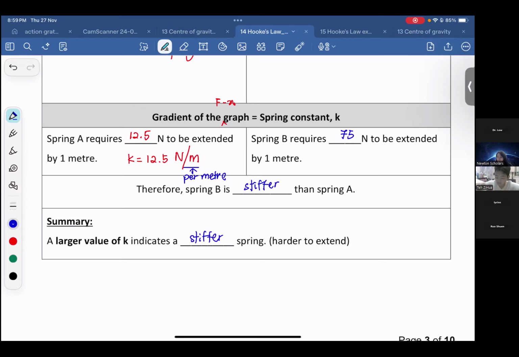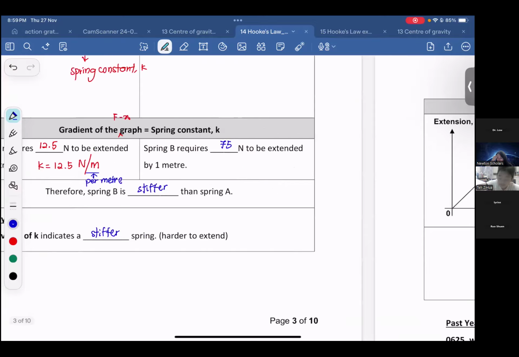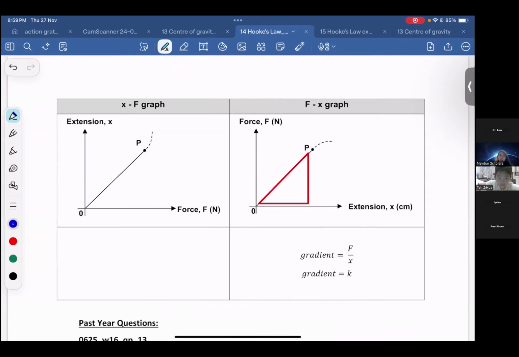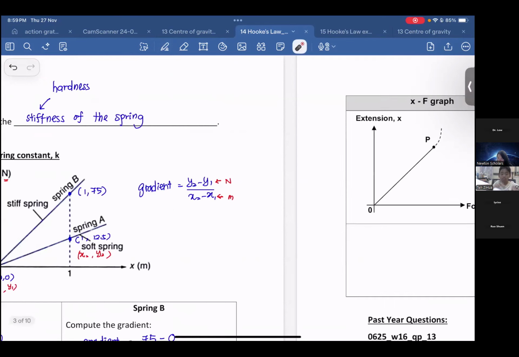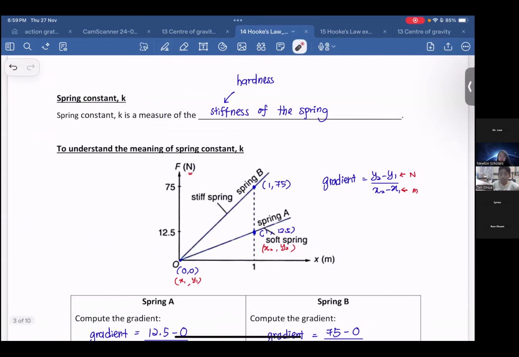Any question? No question. We go to page number 4. Here again, I want to emphasize they can change their axis. They can exchange their axis. So just now what we studied is called the fx graph. This one is called the fx graph.